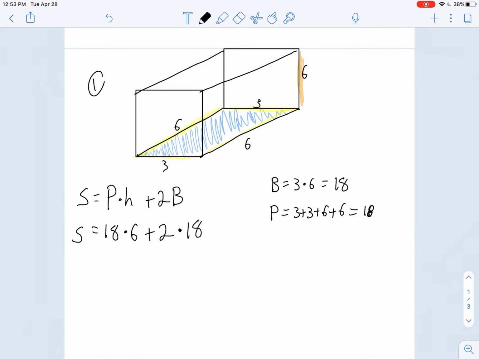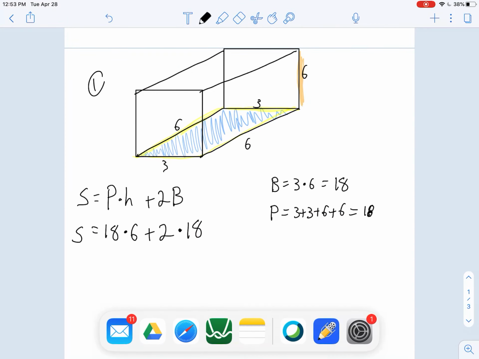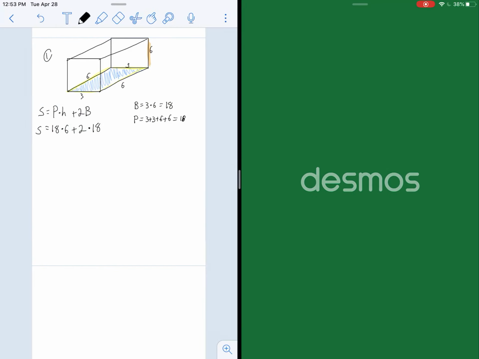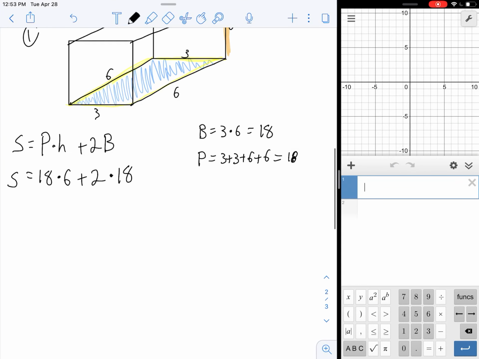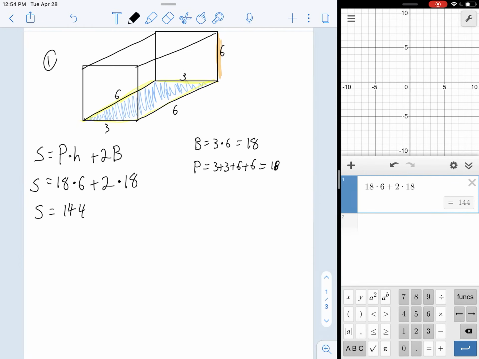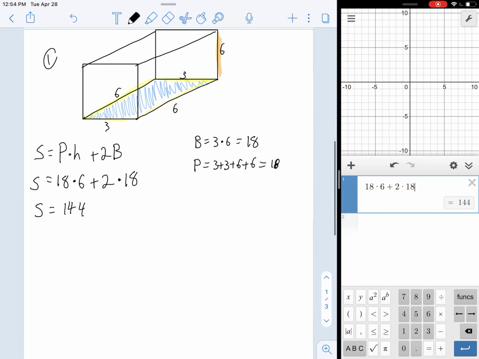Okay, so now we take our calculator. Type the whole thing in there: 18 times 6 plus 2 times 18. We get a surface area of 144 square units. Our units will always be squared since we are finding the area. Okay, cool. So there is our rectangular prism, how we're going to find the surface area of that.